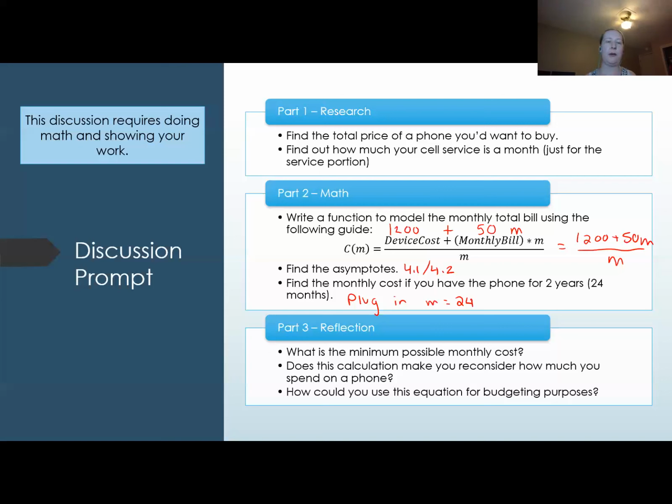So you need to do some math. The amount of math you're doing is not as much as last week, and there's a lot more reflection. So this one shouldn't be too bad. And if you watch tomorrow's live session, that should give you a good idea of what you need to do.